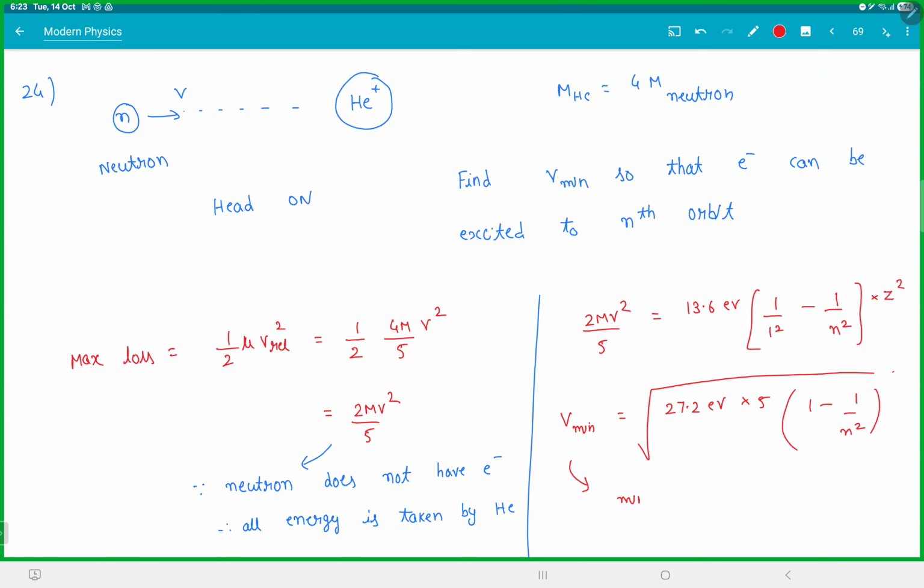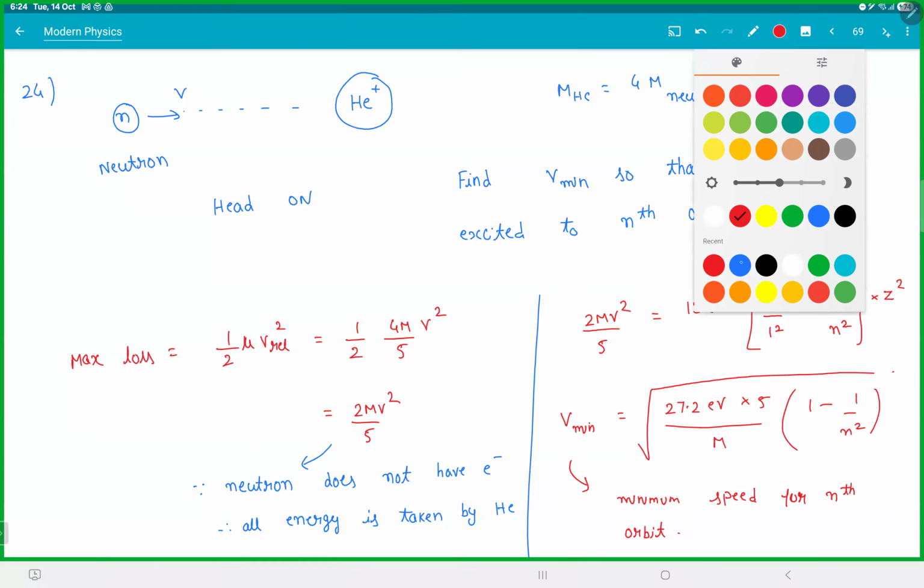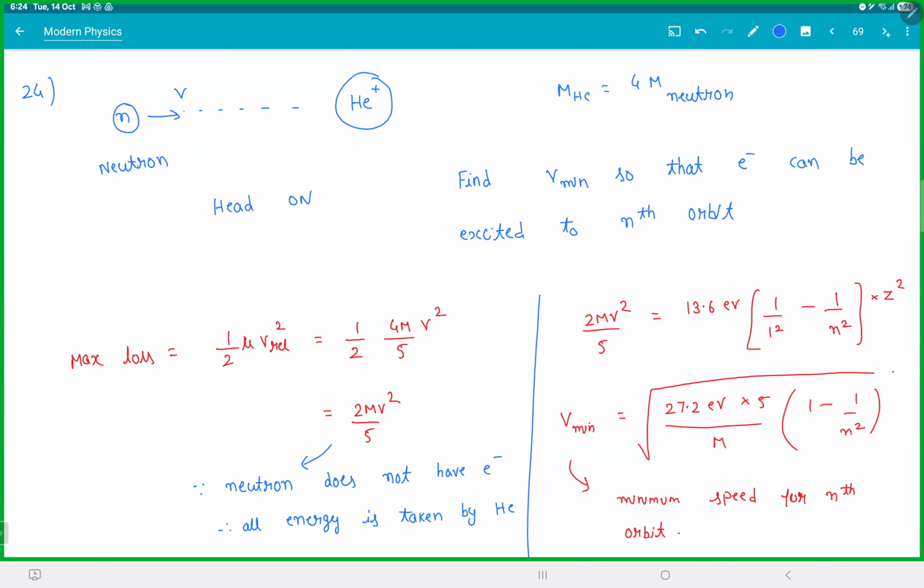They can ask you to find the minimum speed to emit a photon. Then you take n equal to 2. 1 to 2 will take the least energy. There is a mass term also. Clear with this? Next thing. It's really not that tough. You just need to realize the loss in energy will become the difference in energy between two orbits.